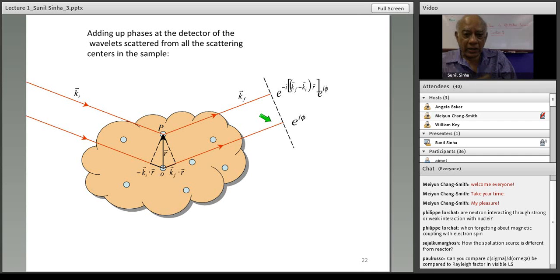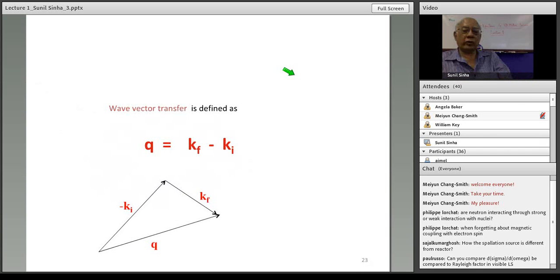Now, this quantity, kf minus ki, is actually a very important quantity for scattering experiments. It is called the wave vector transfer. It's the outgoing wave vector minus the incident wave vector. In some cases, the convention is defined as the incident wave vector minus the outgoing wave vector. But as long as I try to stay consistent, I can't say that the other lecturers will use the same convention. But I'm using the convention that Q, the wave vector transfer, is kf minus ki.